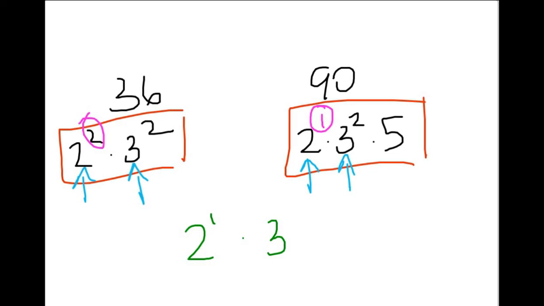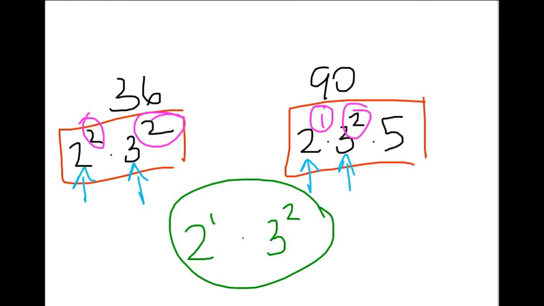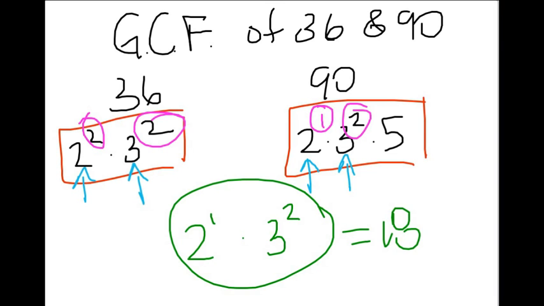Now I'm going to compare the 3. Here I've got 2, and here I have 2. So my exponent for 3 is going to be 2. So this is what they have in common. It's the most that they share. And so 2 times 3 squared, that's actually 2 times 9, which equals 18. And we just found the greatest common factor of 36 and 90.